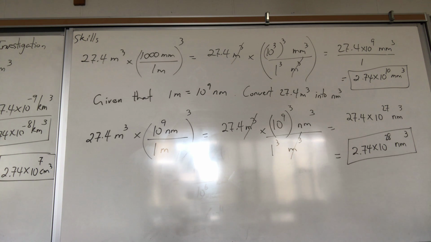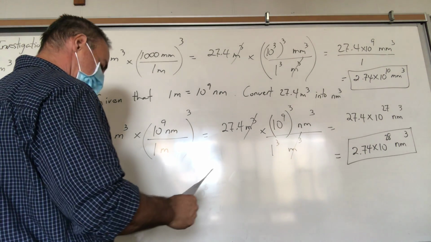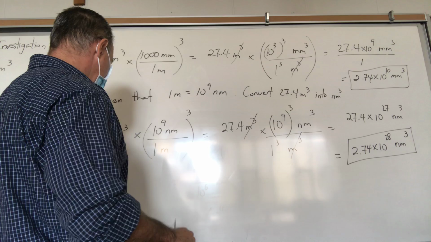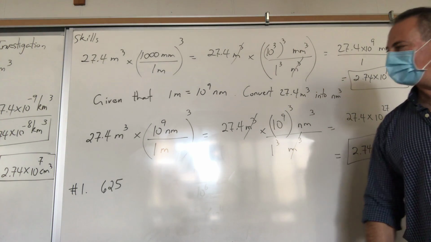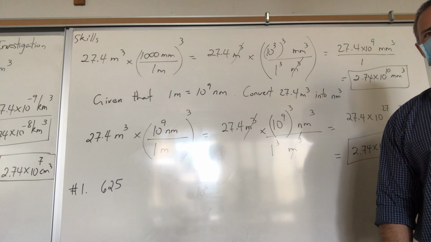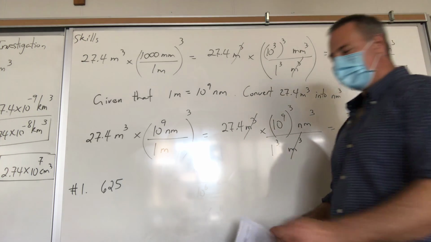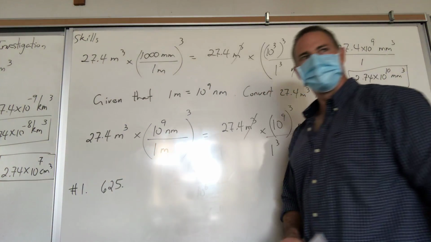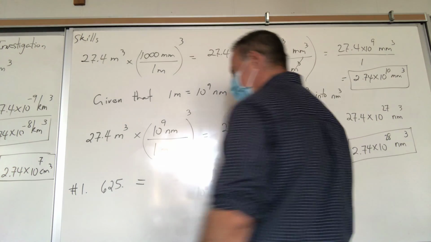Next, this is just review for you, hopefully. Number one on the sheet, it says 625. Remember that when you have a regular number, where's the decimal appearing? Where's the decimal appearing on a regular number? Even though you don't write it. After the last number, right? It's right there. So in scientific notation, where do we want to put the decimal?